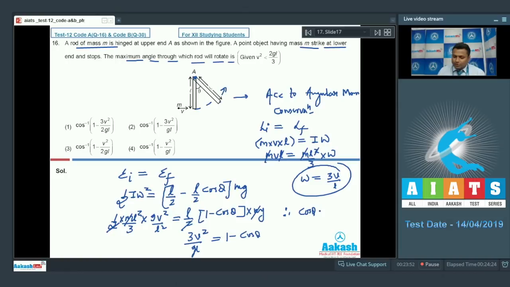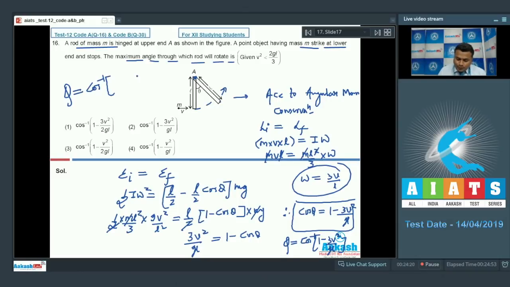and therefore the value of cos theta after solving we get 1 minus 3v square divided by g into L, or theta will be cos inverse 1 minus 3v square divided by g into L. So theta finally, let me write here clearly, cos inverse 1 minus 3v square upon gl. This is our final answer we have got.